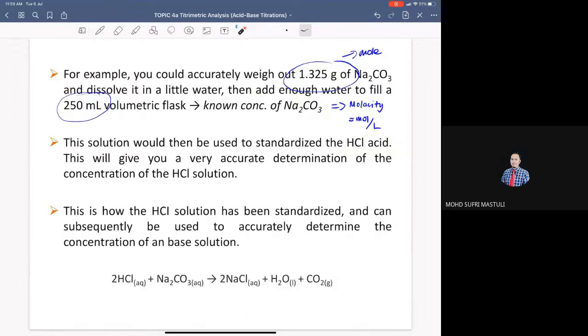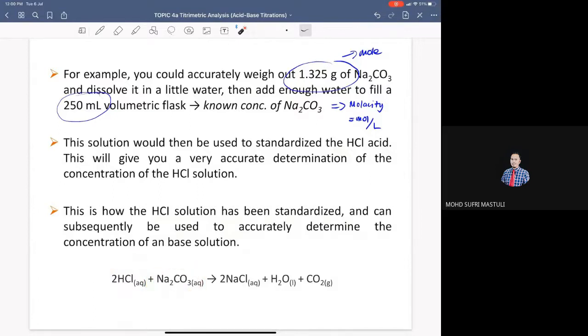I want you to really understand the relationship between standardization and titration. After we standardize the hydrochloric acid, this gives an accurate determination of the concentration of the hydrochloric acid solution. Having been standardized using the known concentration of sodium carbonate, it can be used accurately to determine the concentration of a base solution. So standardized HCl goes in the burette, and the base solution with indicator goes in the conical flask. This is the standardization of hydrochloric acid with sodium carbonate.